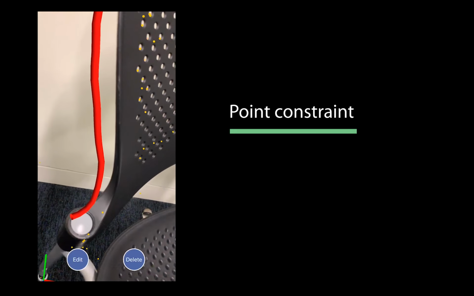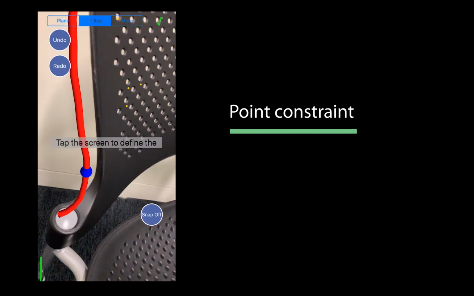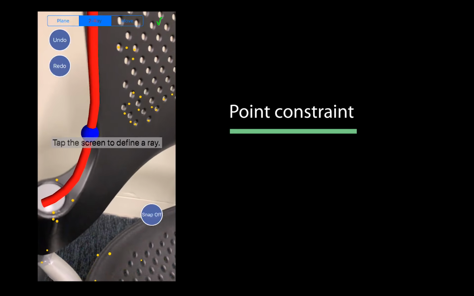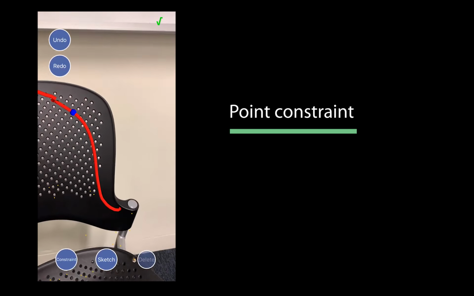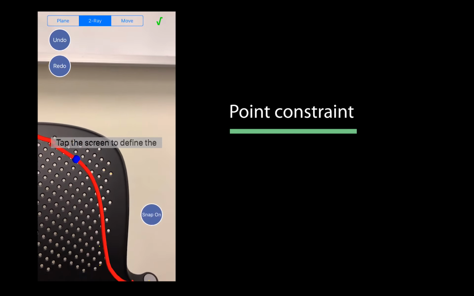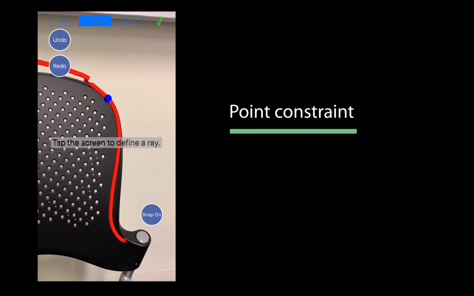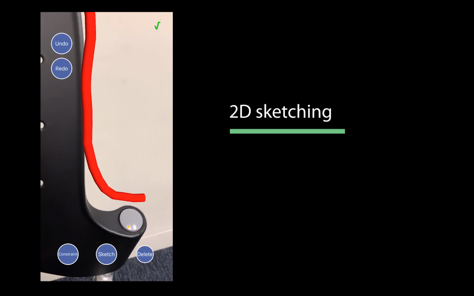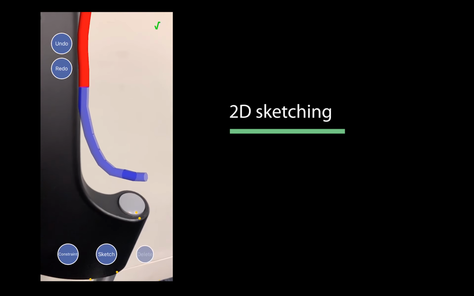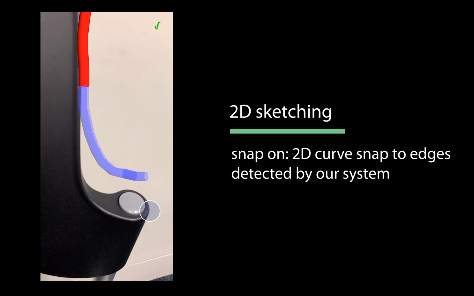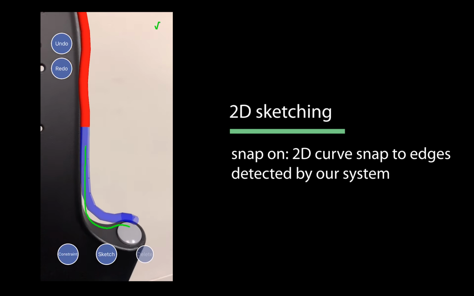For point constraint, the user taps a point on the curve, and locates a target position also using ray-plane intersection or 2-ray intersection. For 2D sketching, the user drags on the curve to select a segment, then freezes the camera view, and draws a desired 2D curve. Then our system updates the 3D shape of the selected segment with respect to the 2D curve. With these interactions, a desired 3D curve closely interacting with physical objects is created.